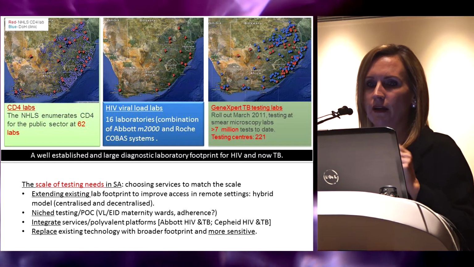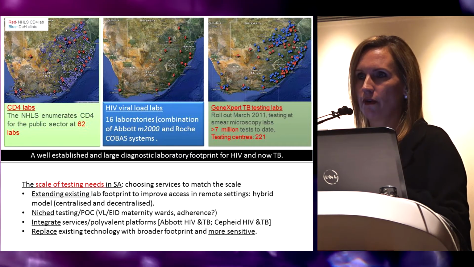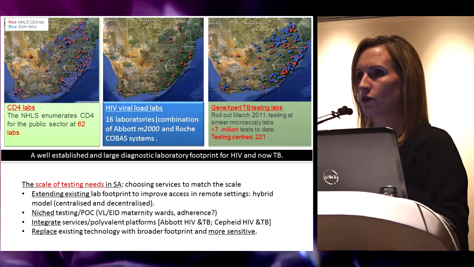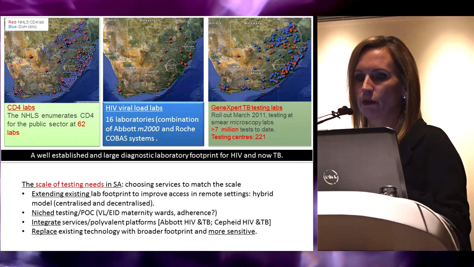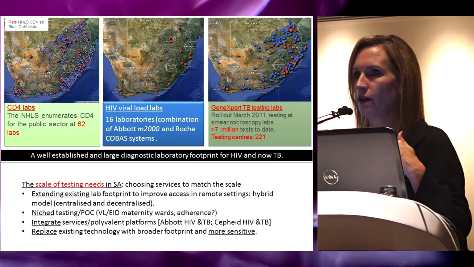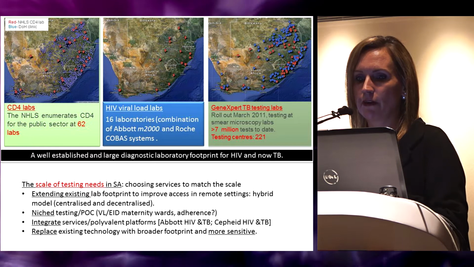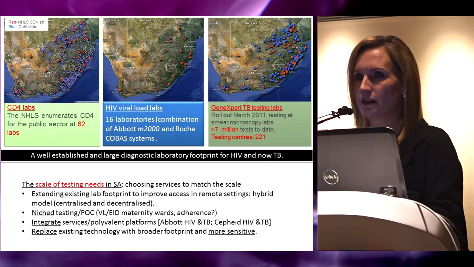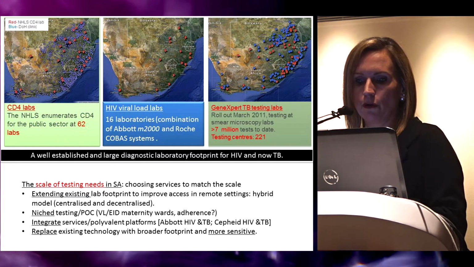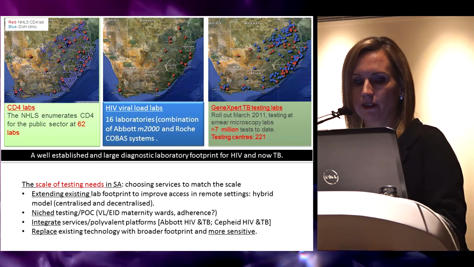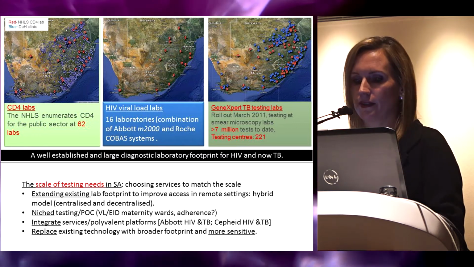Just to give you an idea, and this is based on an HIV program, when you implement any type of diagnostic program in your country, you must look at the model that is intended for. You've got to look at the prevalence of your disease and where it's going to be situated. You can have very low, very high centralized labs, then HIV viral load labs that are semi-centralized, and then decentralization like our GeneXpert program. So you need to choose a service that matches your scale, and you need to extend your existing laboratory footprint to improve access for those in remote settings.